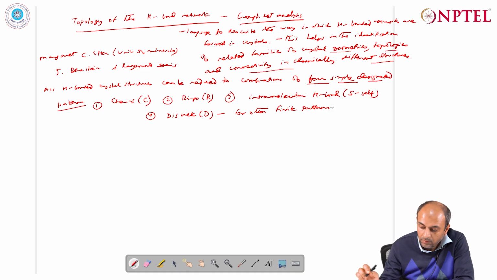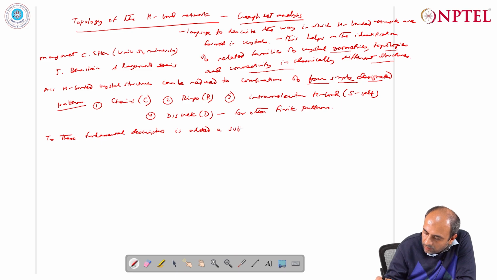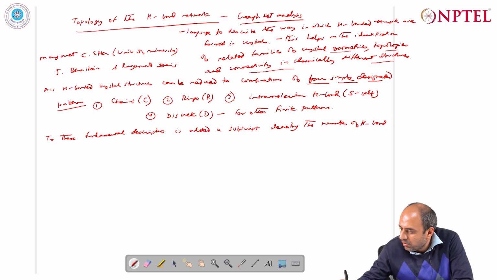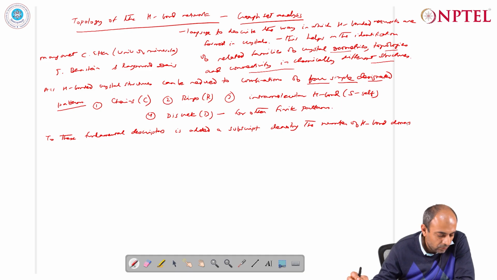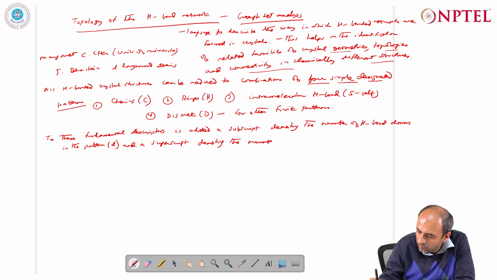And to these fundamental descriptors is added a subscript denoting the number of hydrogen bond donors in the pattern, symbolically represented as D, and a superscript denoting the number of acceptors, which is denoted as A.